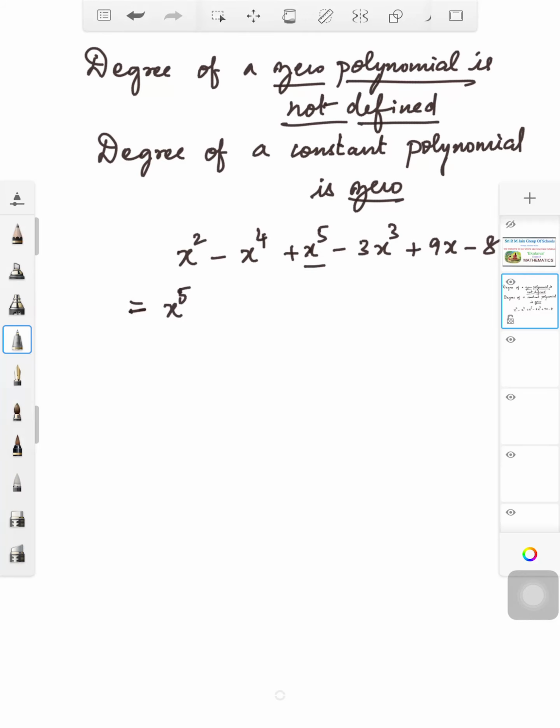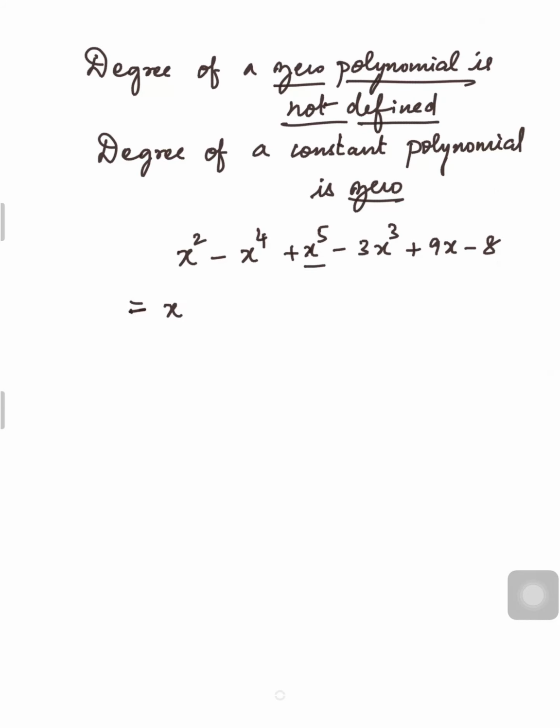And you need to know the general form of a polynomial. Always if a polynomial is given in this form, like x squared minus x power 4 plus x power 5 minus 3x cube plus 9x minus 8, always you have to write the polynomial in the descending power of the variable. Which is the highest power here? 2, 4, 5, 3, 1, which is highest power 5. So first x power 5 should be written, then x power 4, minus x power 4, then x cube, so minus 3x cube, then x squared, then x, then only constant.